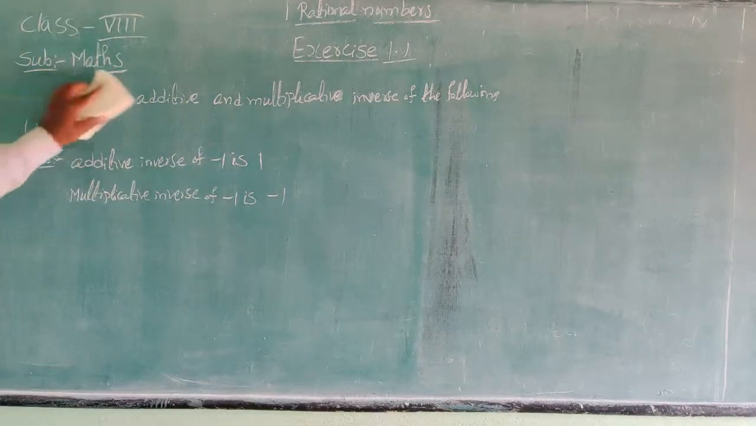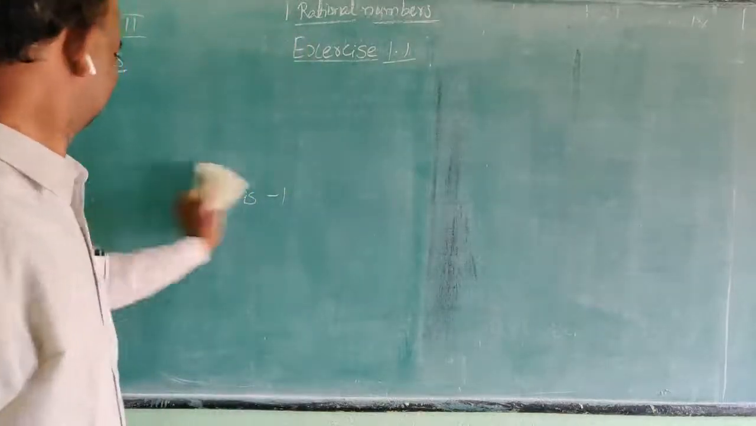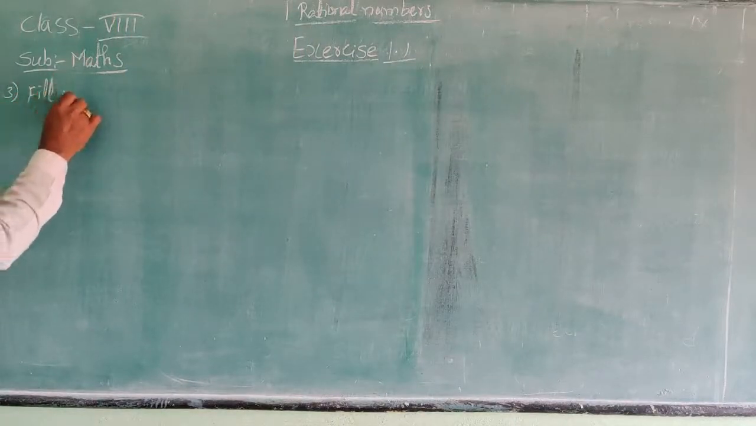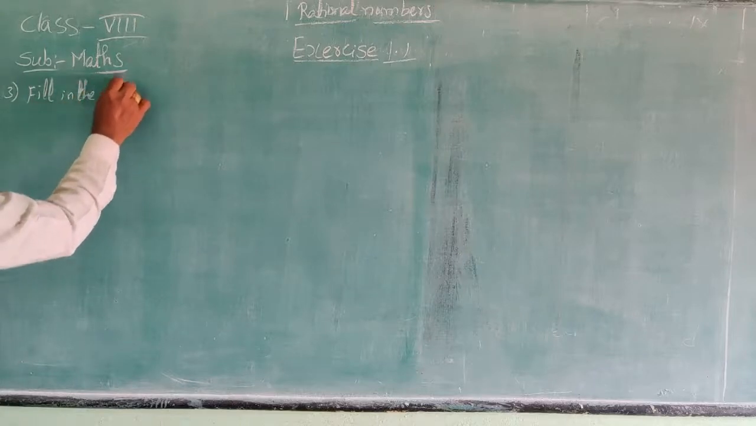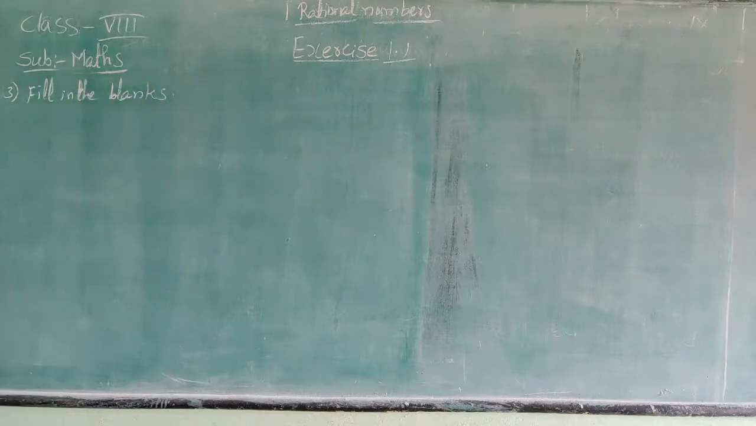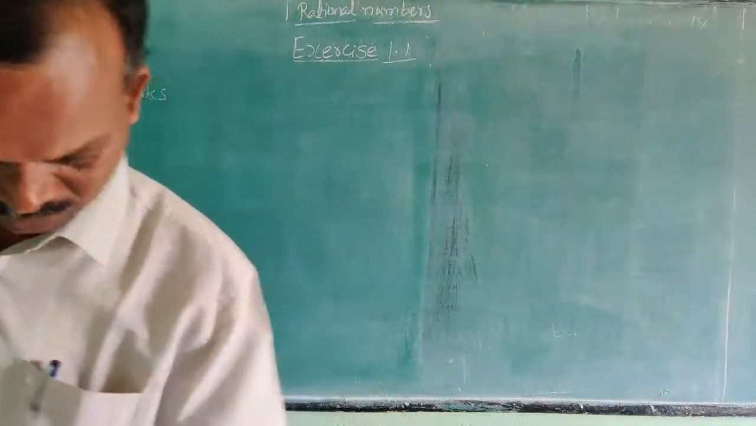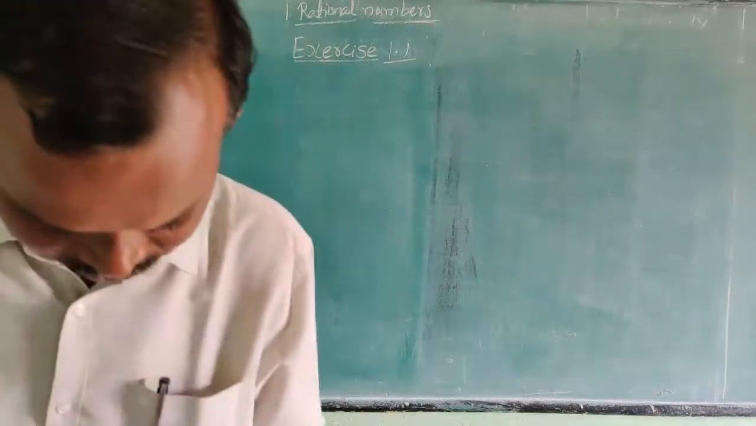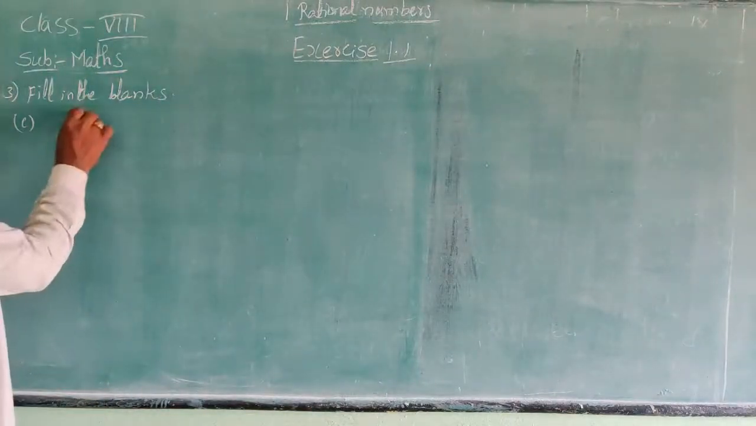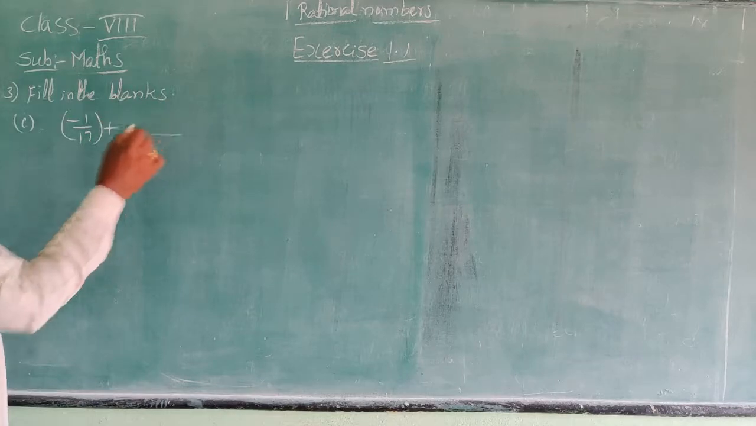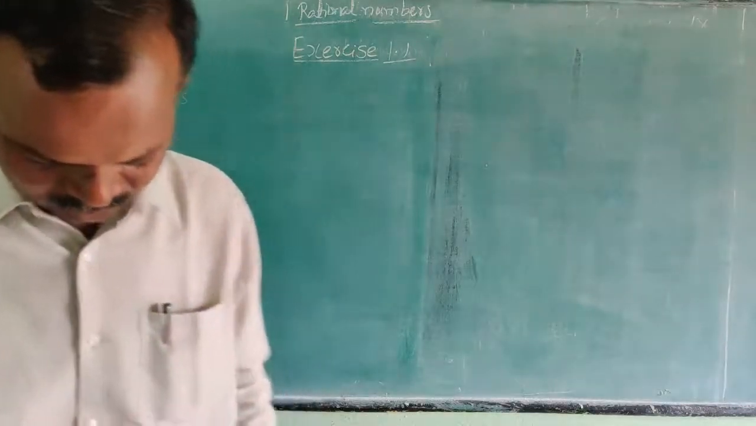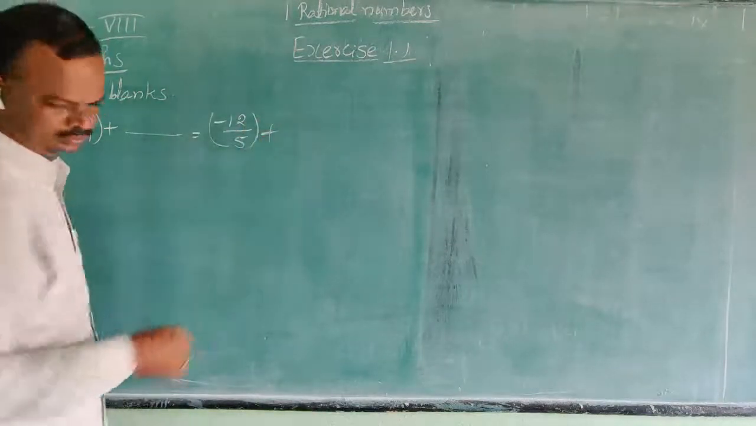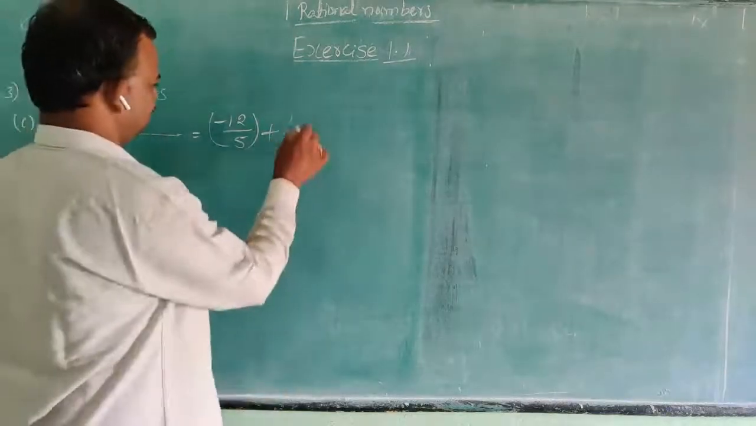Fill in the blank. First one is minus 12 by 5 plus minus 1 by 17 is equal to dash plus 1 by 17.